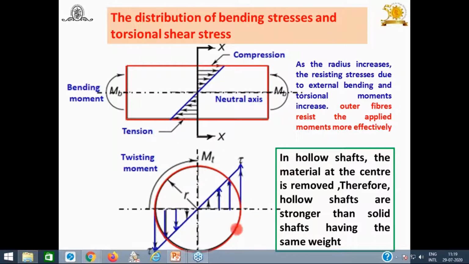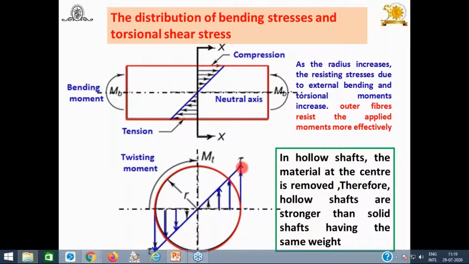Second aspect, look at this. This is also a shaft, subjected to twisting moment. And here you know the distribution of the torsional shear stress, which is shown here because of the twisting moment or torque. So you will find again that the magnitude of torsional shear stress is maximum at the outer fiber, or here also, on the other side. But look at this blue line here. This is the neutral axis.